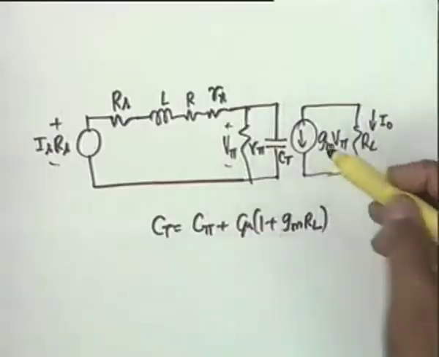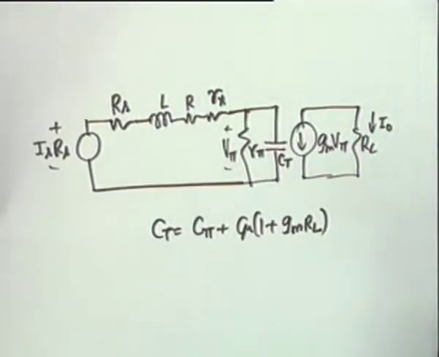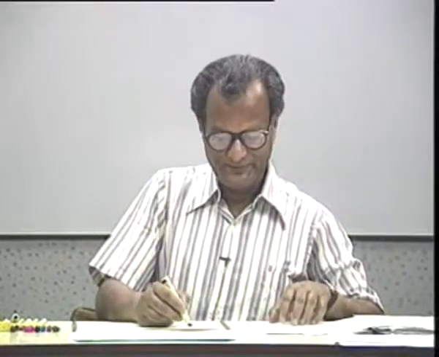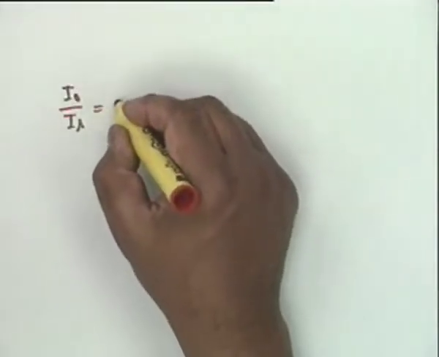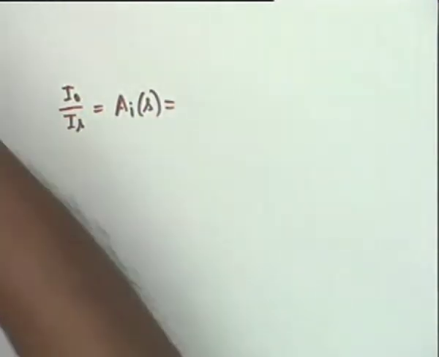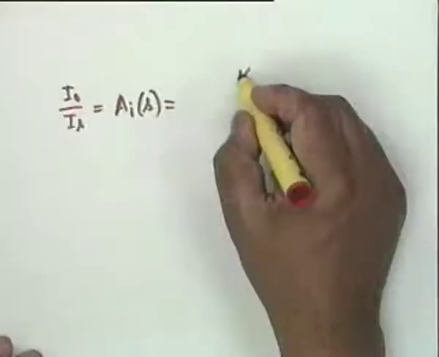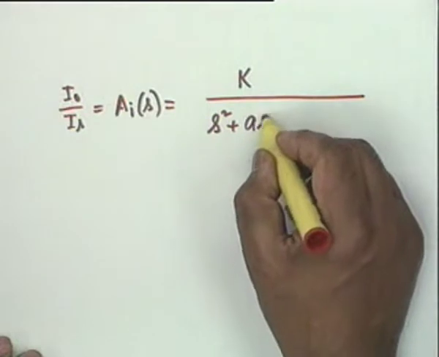But continue with this analysis. If you analyze this, it is very simple. I0 is minus GM V pi, find out V pi from here and then put it in the appropriate form. The form that comes is the following: I0 by Is, which is A sub i, the current gain, that can be put in this form: K divided by S squared plus As plus B.